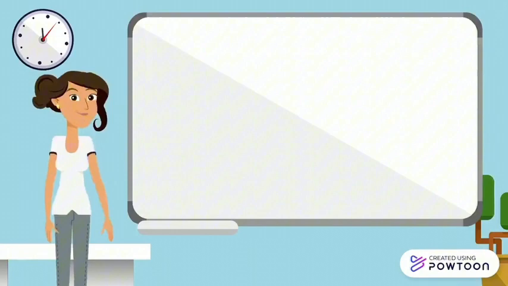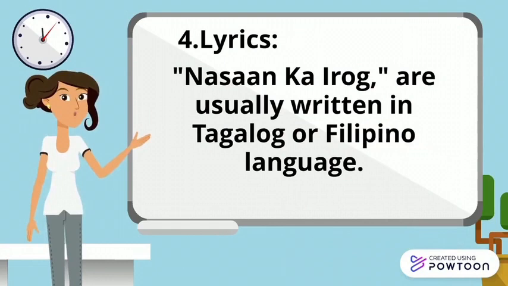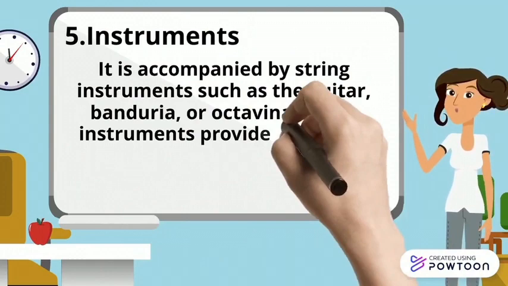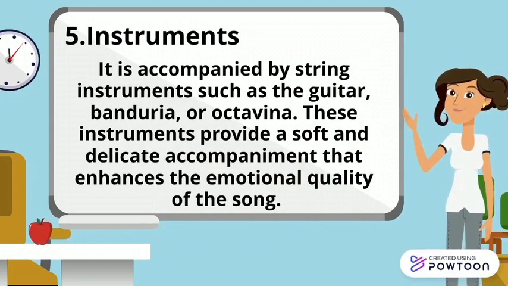Next, its lyrics. Nasaan Ka Irog is usually written in Tagalog or Filipino language. Last, its instrument. It is accompanied by a string instrument such as guitar, bandurria, or octavina. These instruments provide a soft and delicate accompaniment that enhances the emotional quality of the song.